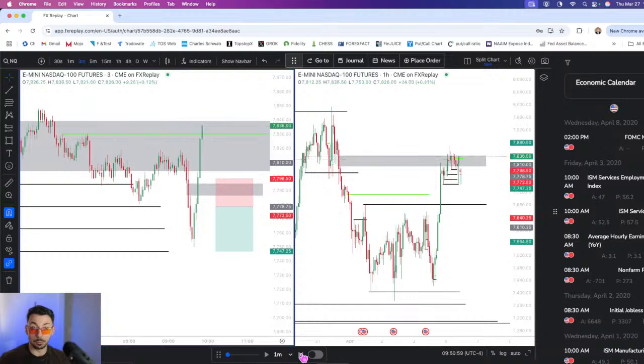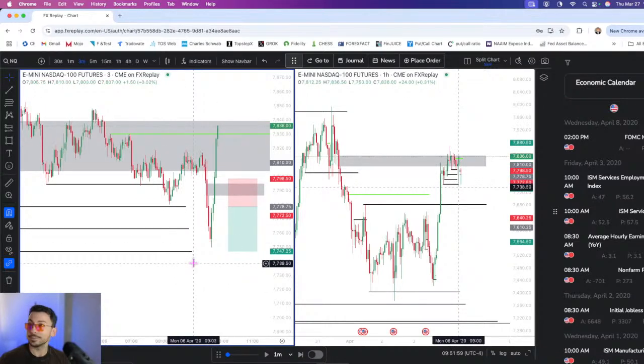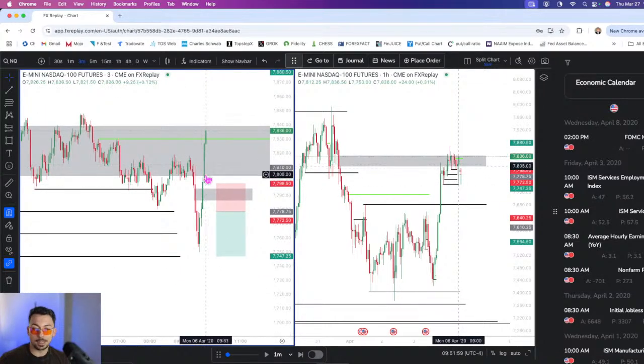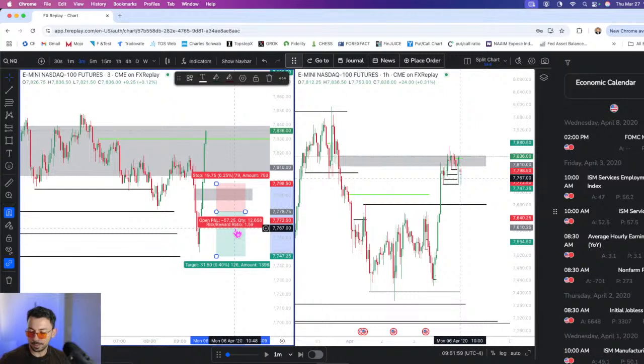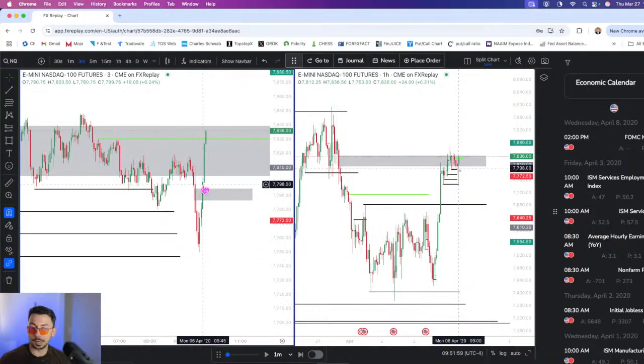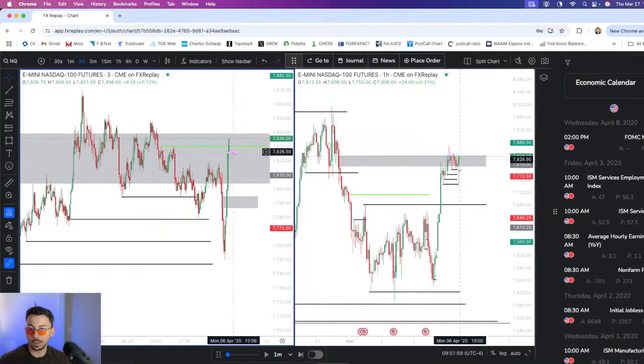Okay, so, ooh. All right, so it ended up working. Surprising. But yeah, that inverse ended up working. Again, just because it was a no news Monday, I didn't want to take it, and I was willing to take a trade if we engulfed this green candle, but it ended up working.